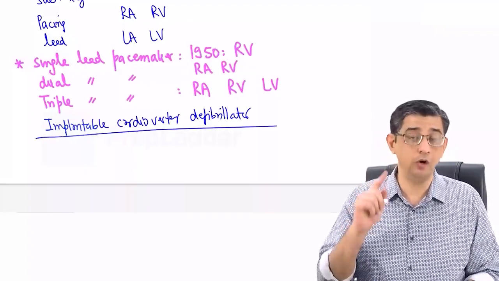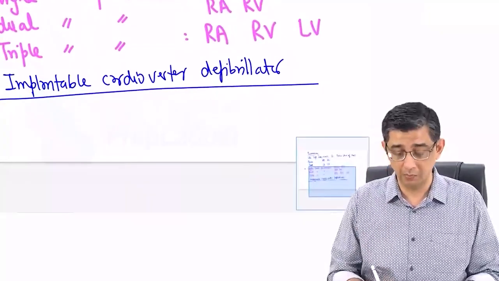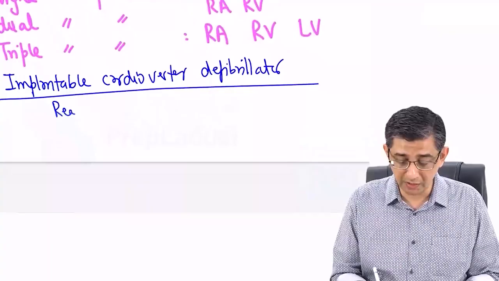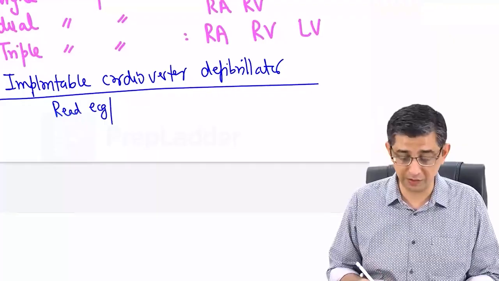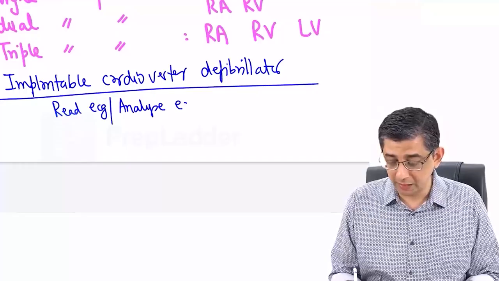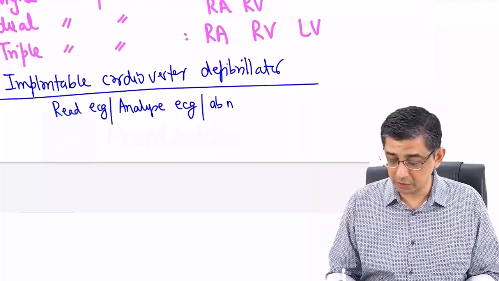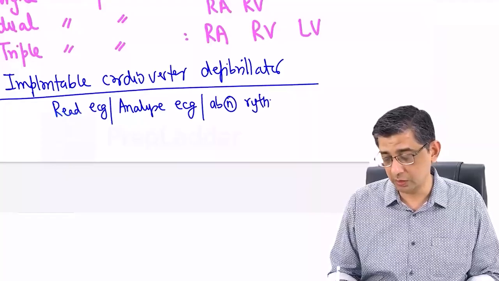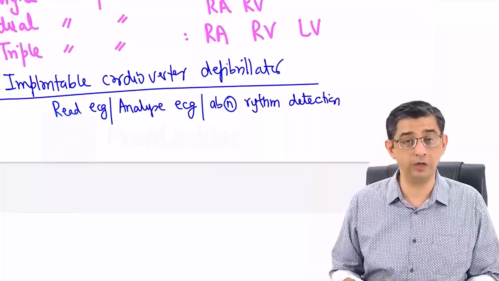I'll make a list of those conditions where tachyarrhythmias can develop in a person on a recurrent basis. But first, I want to teach you that ICD as a device will do what? It will read ECG better than any of us, because this is a sophisticated computerized algorithm. It will analyze ECG. It can do abnormal rhythm detection. So you can see it's a smart computer. It can do the job of a doctor much better, sitting very close to the heart of the patient.